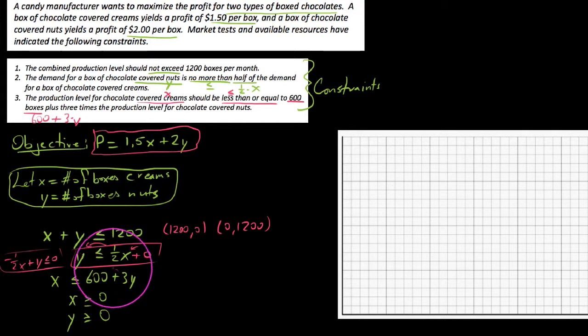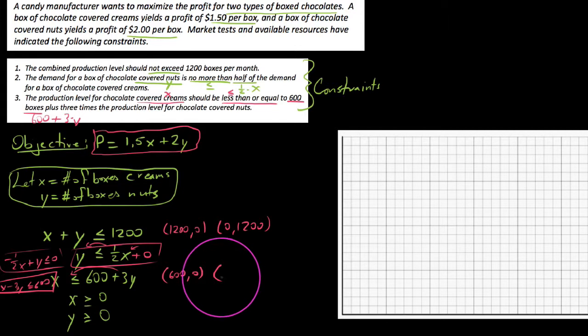Coming down here, if we were to drop our 3y back over here, we'd say x minus 3y is less than or equal to 600. We can develop some intercepts off of this. For example, our x-intercept is 600 when y is 0. If we plug in 0 for x and solve for y, when x is 0, we get negative 200. Whoops, we already plugged in 0 for y and got an x value of 600. If we plug in 0 for x, we get a y-intercept of negative 200.